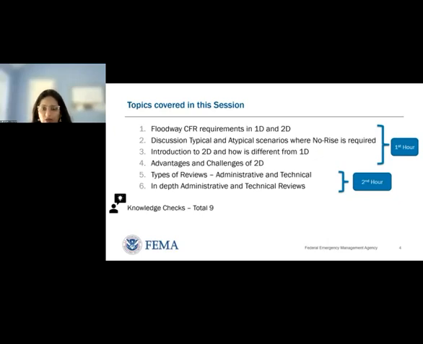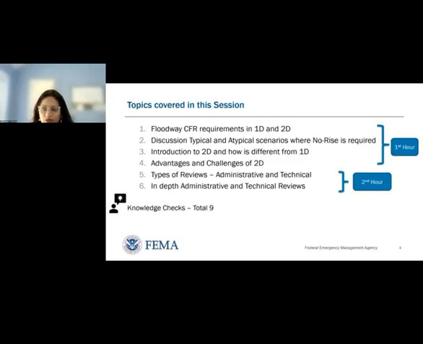Then Lauren will talk a little about the types of reviews, which we divided, for ease of use, into administrative and technical. She's going to go in depth on the technical review and the administrative review as well. While we're doing this, we wanted to ask a few questions, just so that we are, first of all, listening and understanding, and also getting a good idea of what these concepts are.